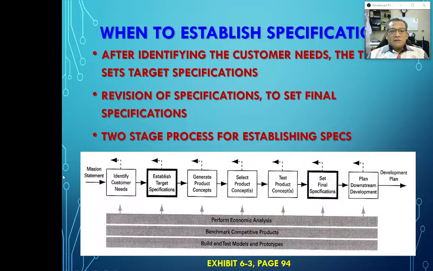Now, let's take a look at where we are in discussing this product development flow. In the previous chapter, we discussed the mission statement and identifying customer needs, and here we are in establishing the target specification. Later, we generate the product concept, select the product until final specification, and later we develop the mass production of the product. During all those processes, we must perform economic analysis, we must do benchmarking, and of course, we must build the prototypes prior to producing in a large amount.